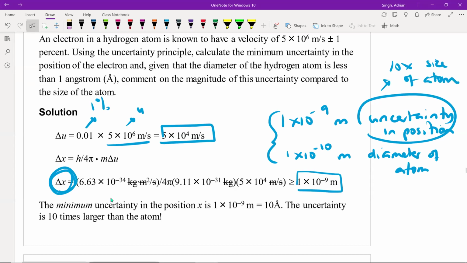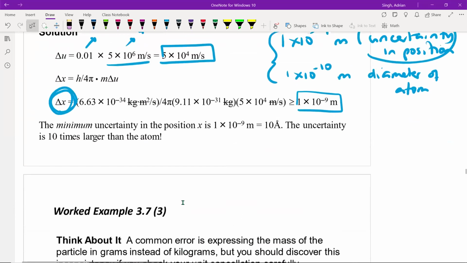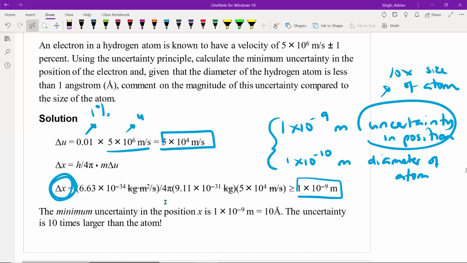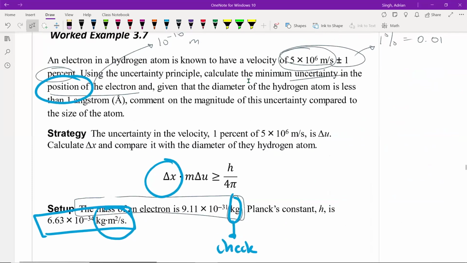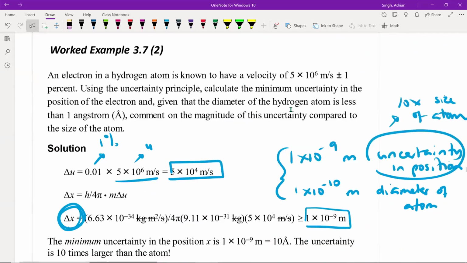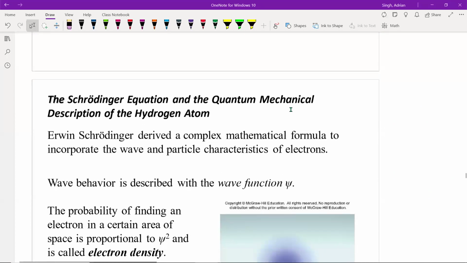And you think about that, right? Uncertainty being 10 times larger than the atom, right? It does make sense if the uncertainty in one factor here is small, right? So 1% uncertainty in the velocity, well, then the uncertainty in the position is going to be fairly large as well. Okay. So when you do calculations like these, just double check that you're inputting the correct units. Double check that you're actually doing the uncertainty rather than the speed, for example, or the velocity, but you're doing the uncertainty. And keep track of your units as you go through. They will help you figure out the fact that you've actually done it correctly.